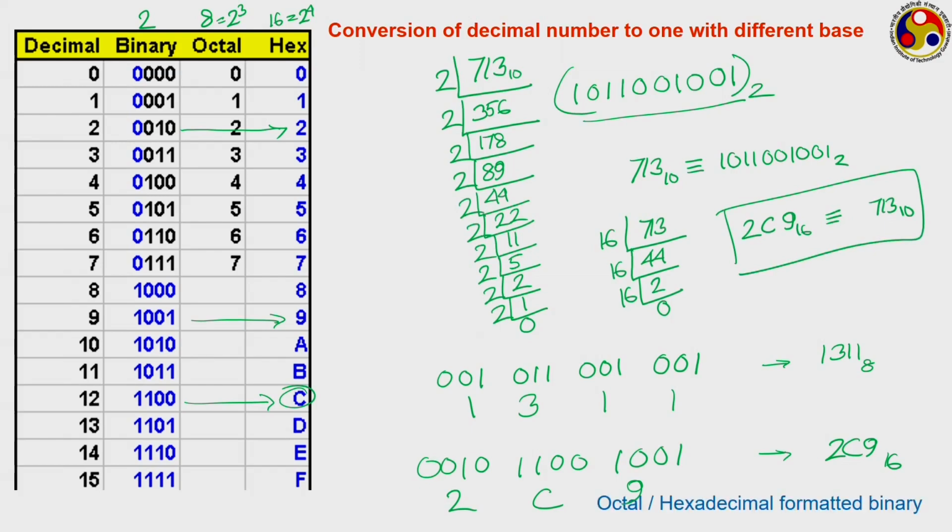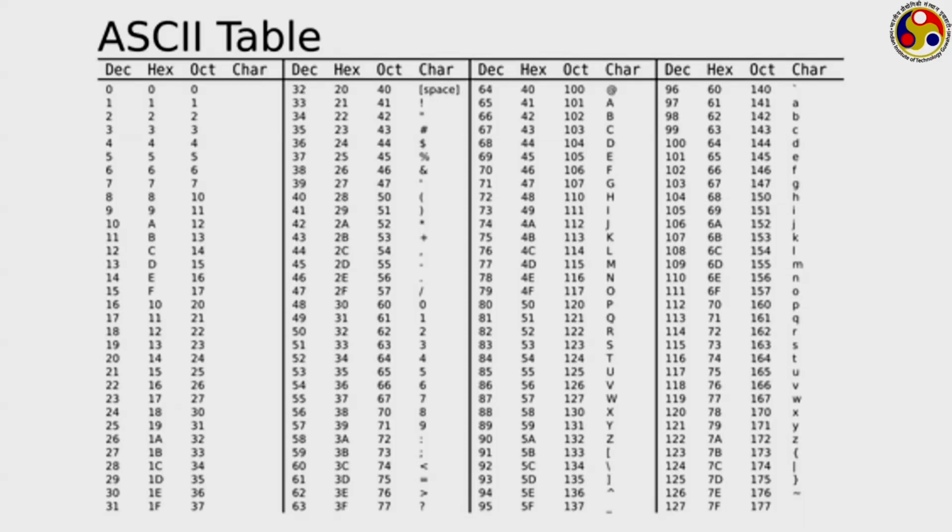These things are called octal or hexadecimal formatted binary, that is a binary number written in a format which allows straightforward conversion to octal or hexadecimal cases. So this way we can convert any decimal digits to other number bases or any other number base to decimals. And not only numbers, rather any kind of symbols that are available to computers are generally given some kind of numbers following any number system.